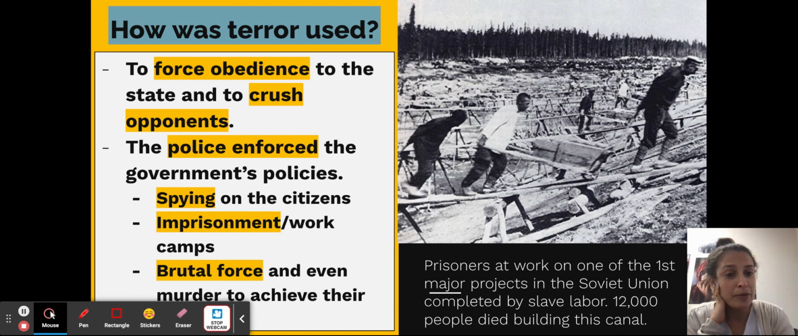Okay? So how would terror work? Well, it was used to crush opponents. And the leaders would have the police out to spy on citizens, to send them to work camps or to imprison them, or to use brutal force and even murder to achieve their goals. We're going to look next week at Stalin's 5-year plan, where he tried to modernize and industrialize Russia. And one of the ways he had to do that was to force people into labor.